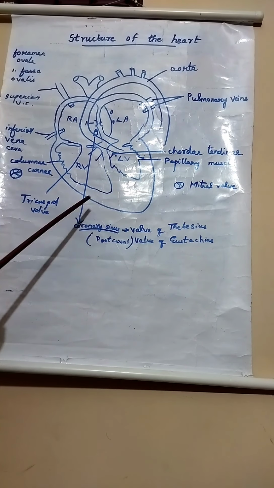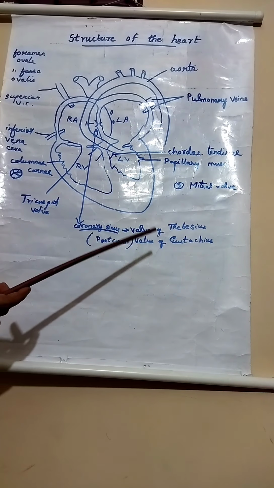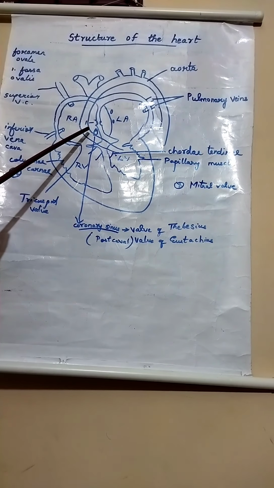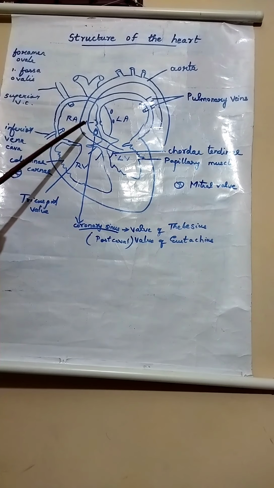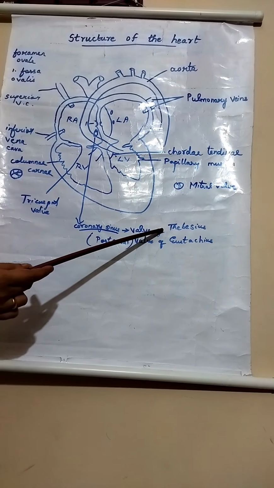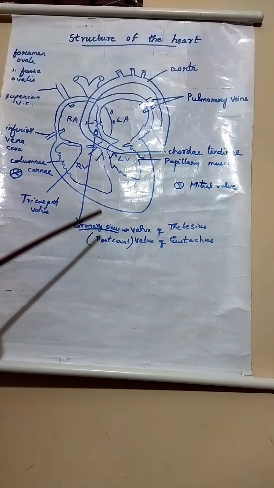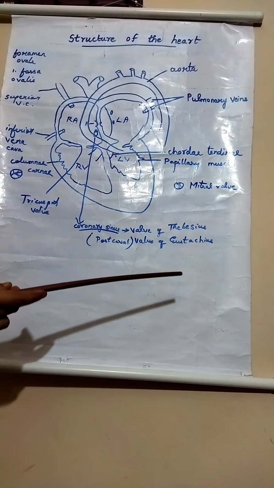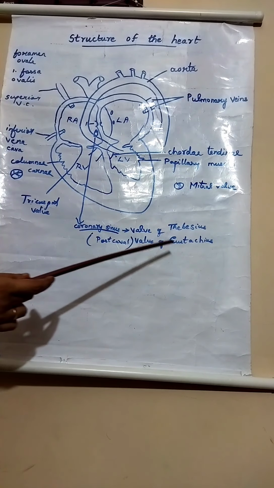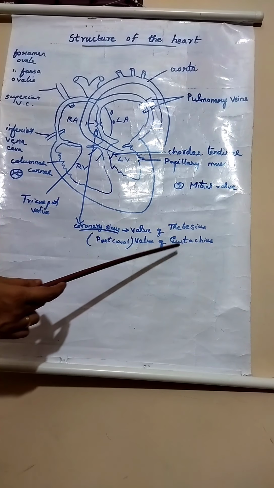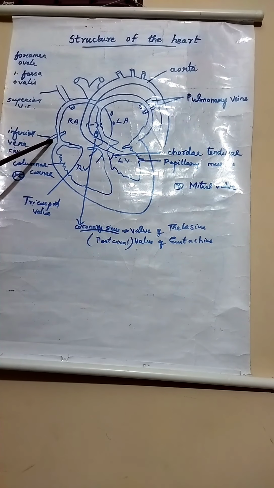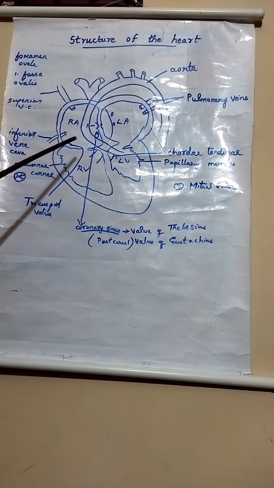So, the valve of the coronary sinus is called the valve of Thebesius. The coronary sinus has a valve and it is called the valve of Thebesius. Whereas the inferior vena cava has a valve and it is named the valve of Eustachius. So, the valve of Eustachius is present in the inferior vena cava.